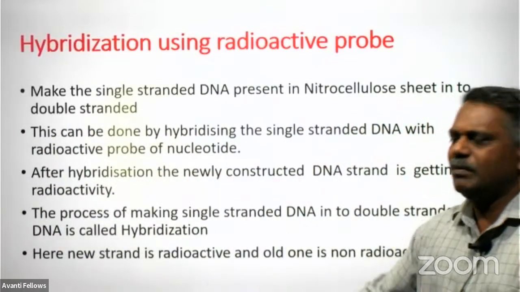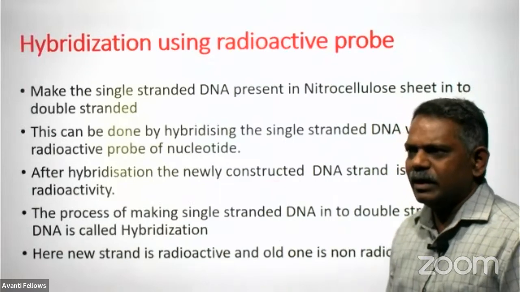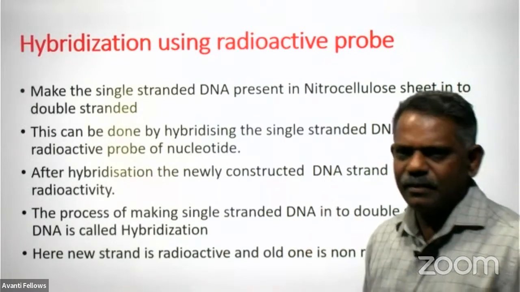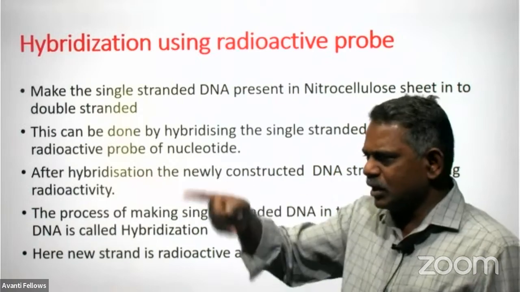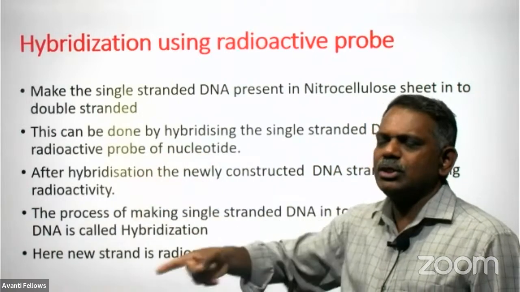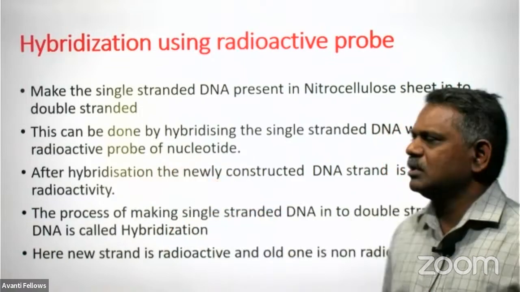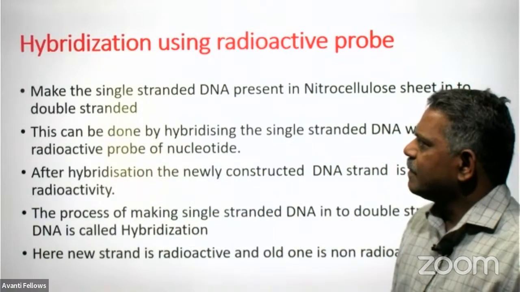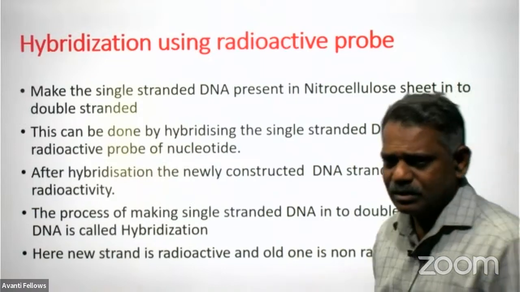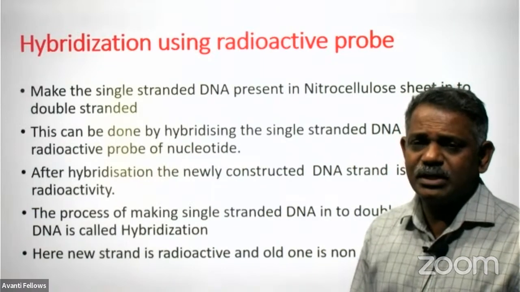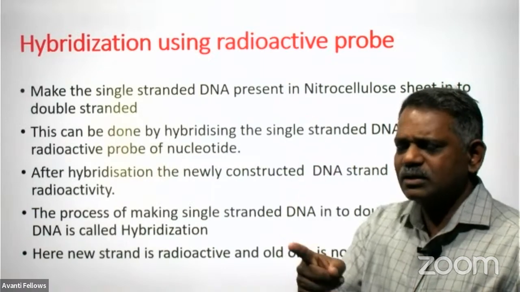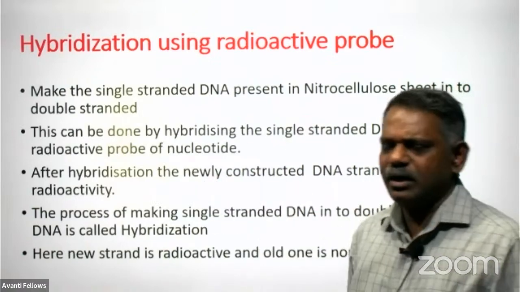Then we go for hybridization. Now DNA is single-stranded. It is attached to the nitrocellulose sheet or the nylon sheet. It's separated in different places. Then we have to hybridize it. Hybridization means the conversion of the single-stranded DNA into double-stranded DNA.